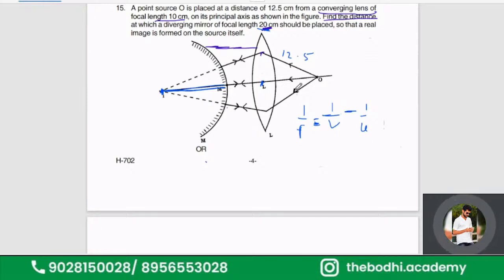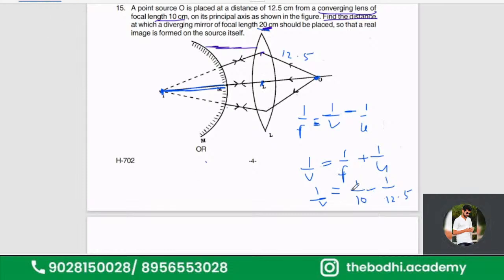We have the object distance. Do we have the image distance of the lens? No. So, can we get the image first? 1 by v equal to 1 by f plus 1 by u, sending the other term to the other side. So 1 by v equal to 1 by f, where f is given to be 10 centimeter for the converging lens, and u, the object distance, is 12.5. But plus or minus? It is before the lens, so we'll have to take this as negative.